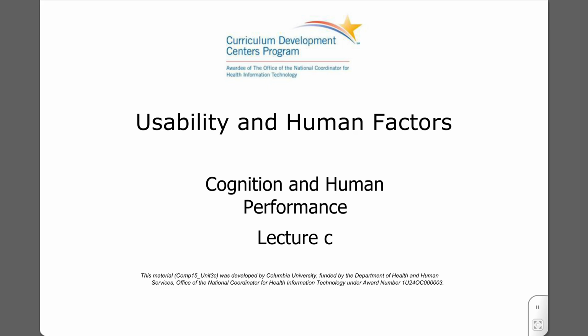Unit 15, Unit 3C, Cognition and Human Performance. In this lecture, we continue to consider cognitive constructs that allow us to understand how knowledge is partitioned. In particular, we consider mental models. The lecture also serves to introduce the concept of distributed cognition, an approach that is increasingly important in human-computer interaction and human factors work.